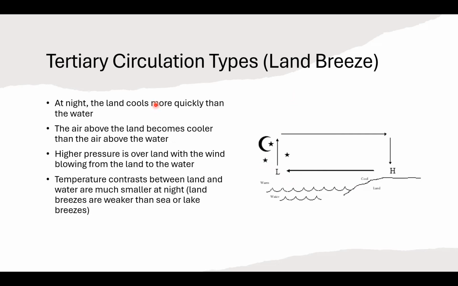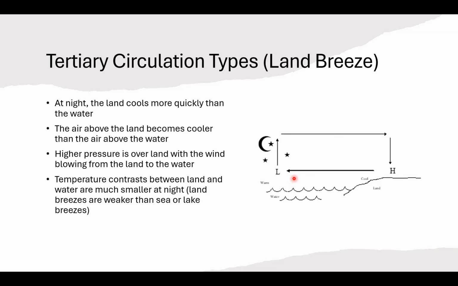Land breezes now are the opposite. At nighttime, the land cools much more quickly than the water, so we flip the pressure pattern at night. We get a mesoscale high with cooler air over land, sinking air over land. We get that air to go from the cooler land back towards the relatively warmer water, and you get a mesoscale low pressure over the water. So air at night is going to flow from land toward the water.